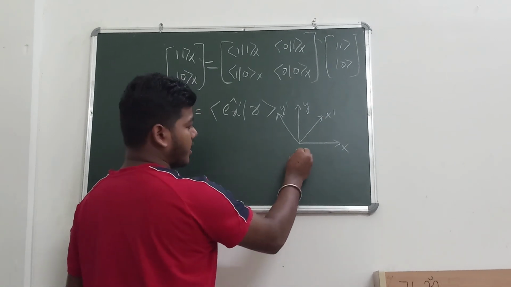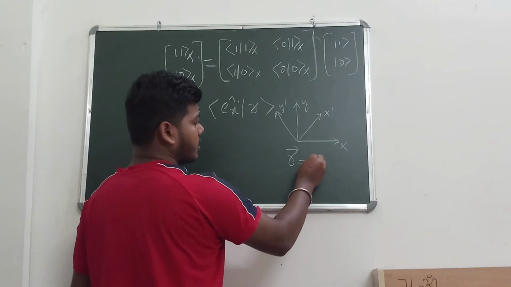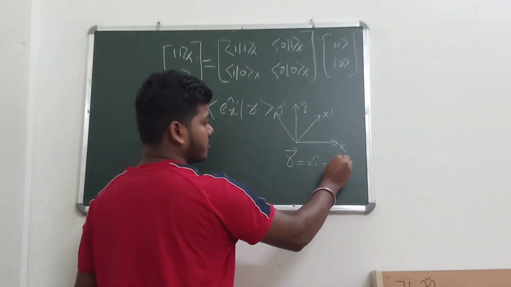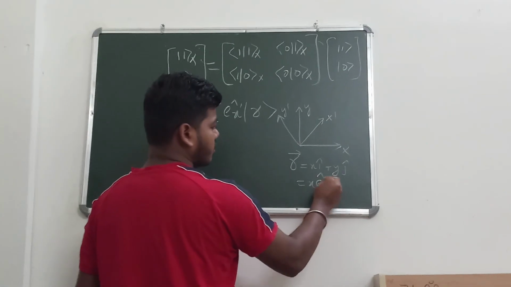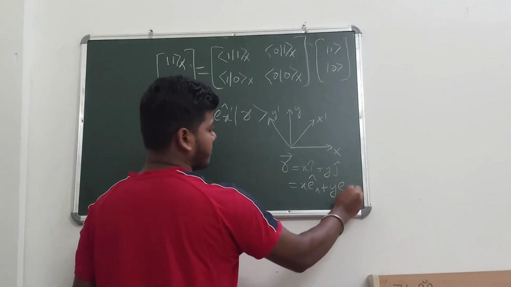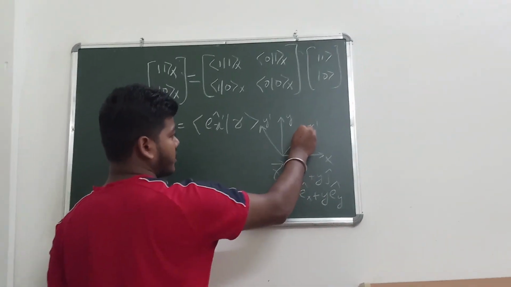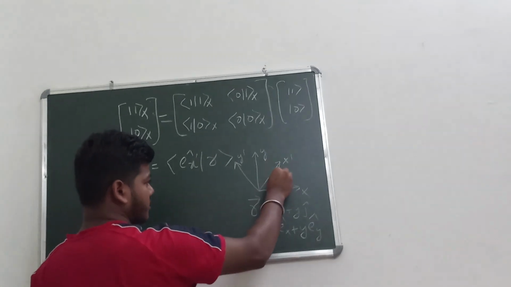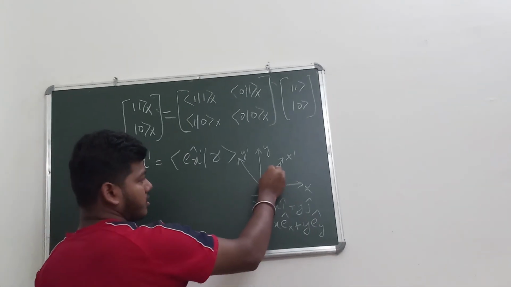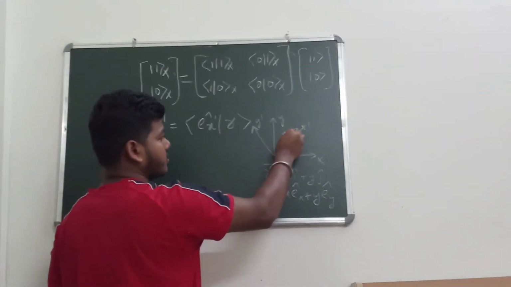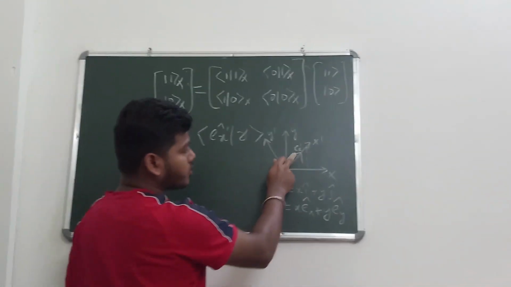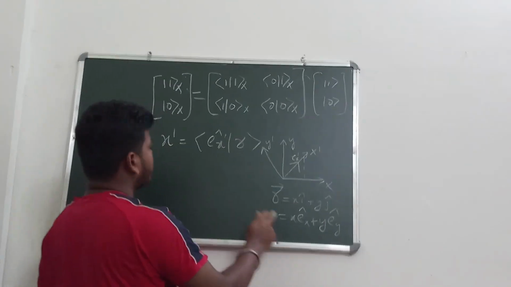What is our r? The r vector is equal to x i cap plus y j cap, or I can write x ex cap plus y ey cap. So this x prime projection on x, this x prime is along ex dash. So this ex dash projection on ex, that is this.